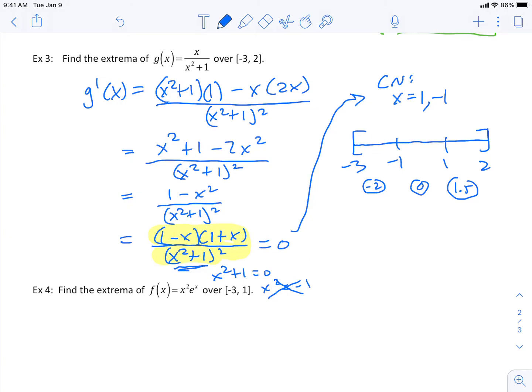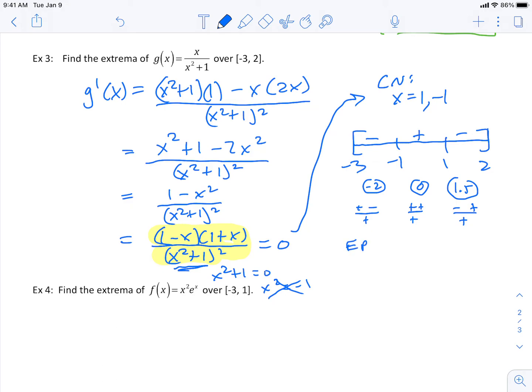Okay. If I plug in negative 2, we get positive, negative, positive always in the denominator. So that's going to be negative. If you plug in 0, you get positive, positive, positive. So that's positive. If you plug in 1.5, you get negative and then positive over positive. So that'll be negative. All right, so in this case, we have to test everything, the endpoints and the critical numbers, because we switch from negative to positive, positive to negative. So we do got to check all of them.